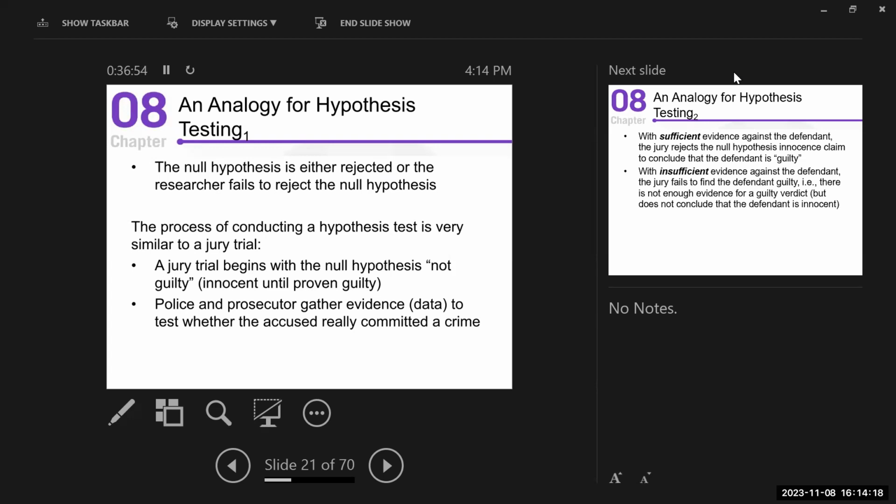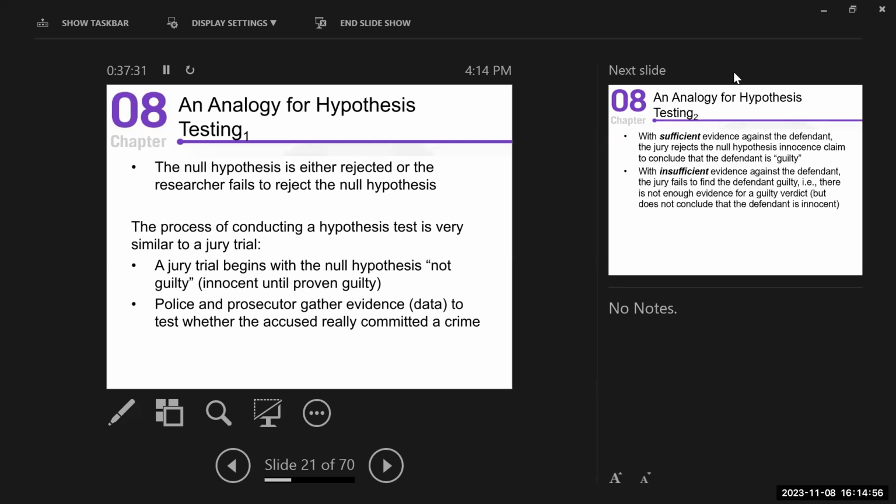Until proven guilty, the police and prosecutor collect data and evidence to test whether the accused person either committed the crime or did not. If the person committed the crime, then you reject the null hypothesis. If you didn't, then you failed to reject. You don't have enough evidence to prosecute. That's the criminal justice system. You either have enough evidence to prosecute, or you don't. If you have enough, you reject the null hypothesis. If you don't have enough, you fail to reject.